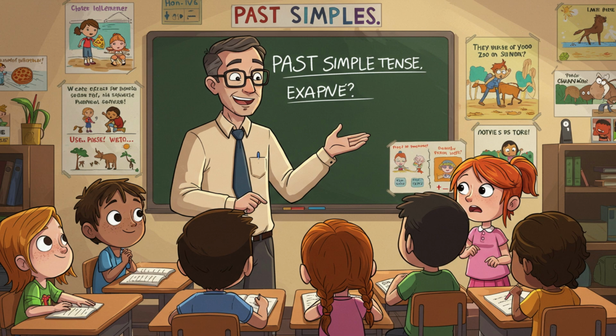The verb to be is a special one. It's irregular, but it also has two forms in the past, was and were. We use was for I, he, she, and it. For example, I was tired. He was happy. She was late. It was sunny. We use were for you, we, and they. You were right. We were at home.